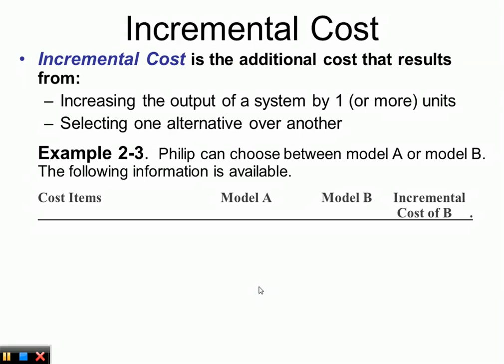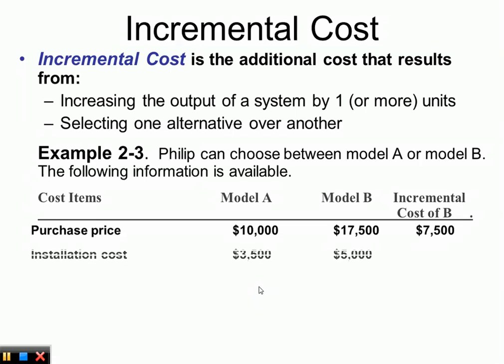Example 2.3. Philip can choose between Model A or Model B. The following information is available. Cost of the item, purchase price for Model A is 10,000 versus for Model B is 17.5. Incremental cost of B is 17.5 minus 10, which is 7.5. Installation cost. For Model A, it's 3,500. For Model B, it's 5,000. Again, subtracting 3.5 from 5, we get 1.5, which is the incremental cost of B.